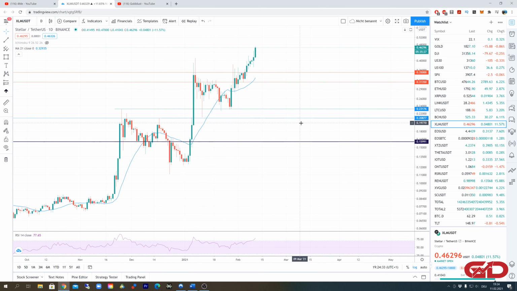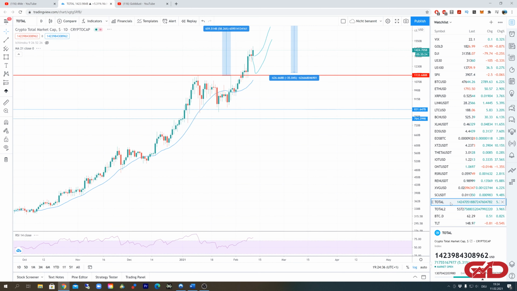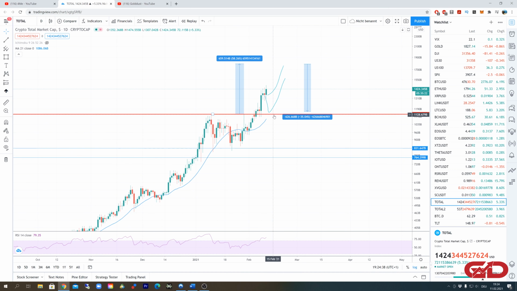Before we are starting with the Stellar chart, let us also take a quick look into the total market cap. And if you saw yesterday's video, then you can see that it looks like we are playing out my higher probability scenario. What the historical data were showing us is that we are continuing to go up without the retest of the old all-time high. But also, as I said, when we really hit our target right here, then we have to expect a 30 to 40% correction.